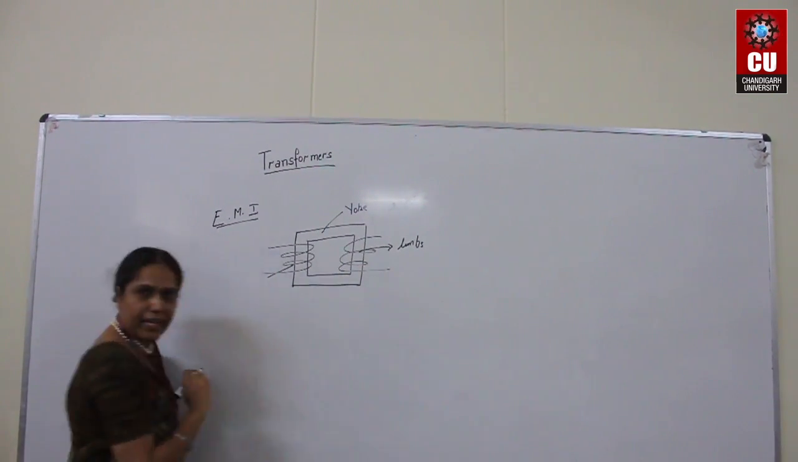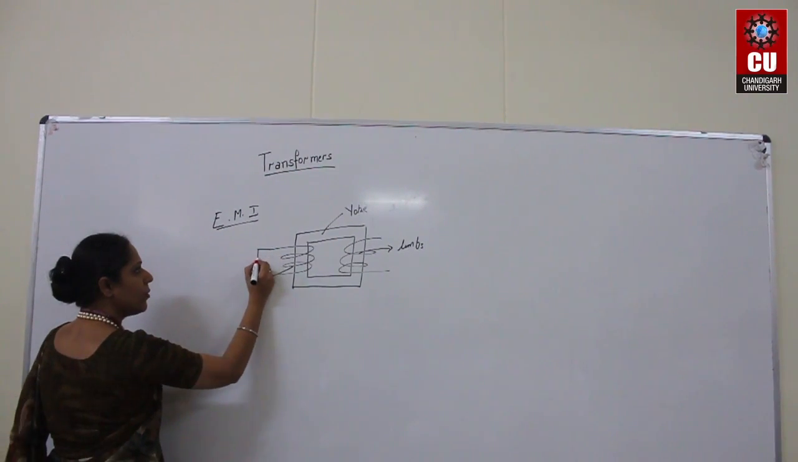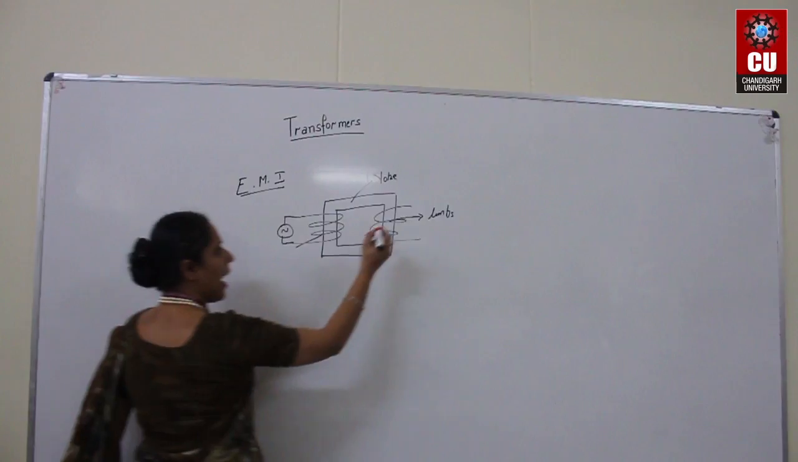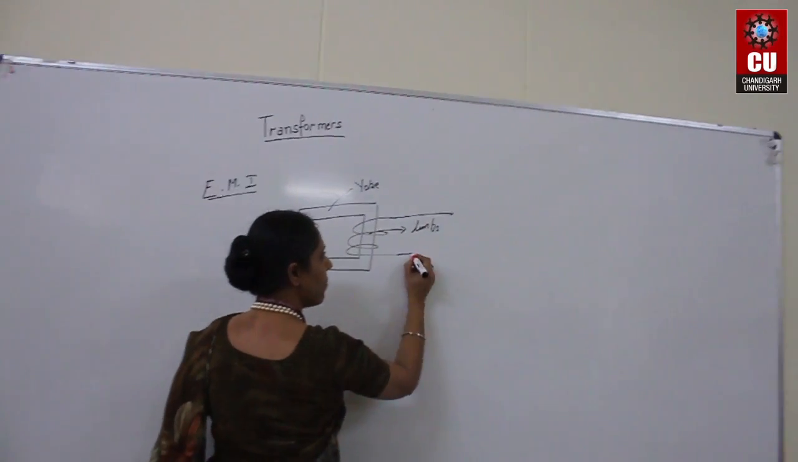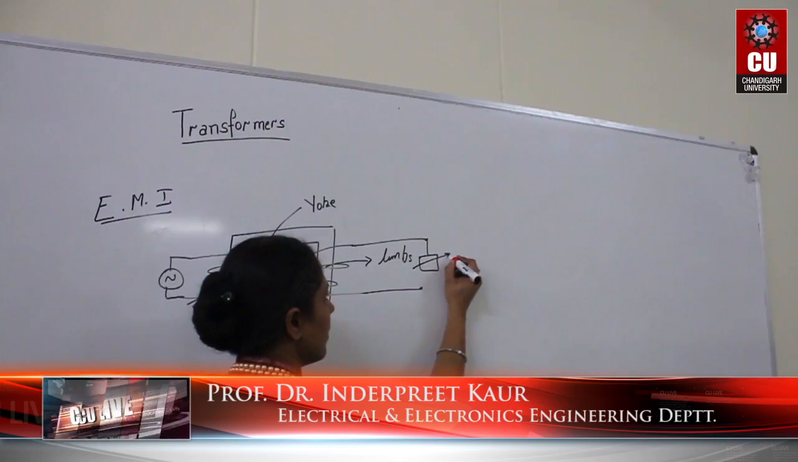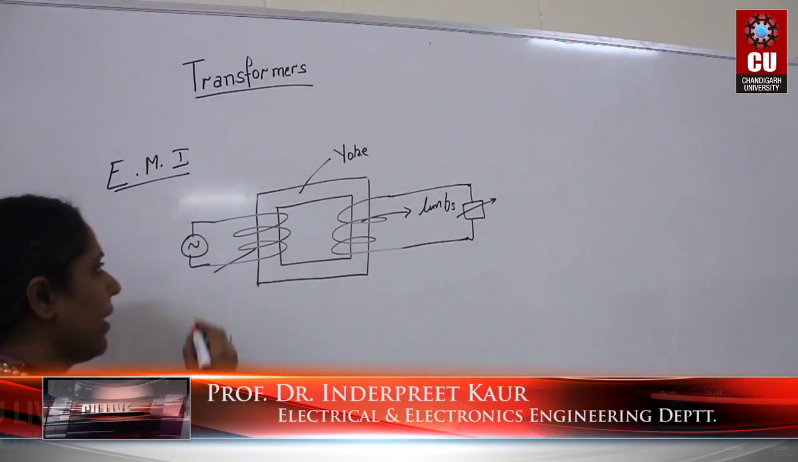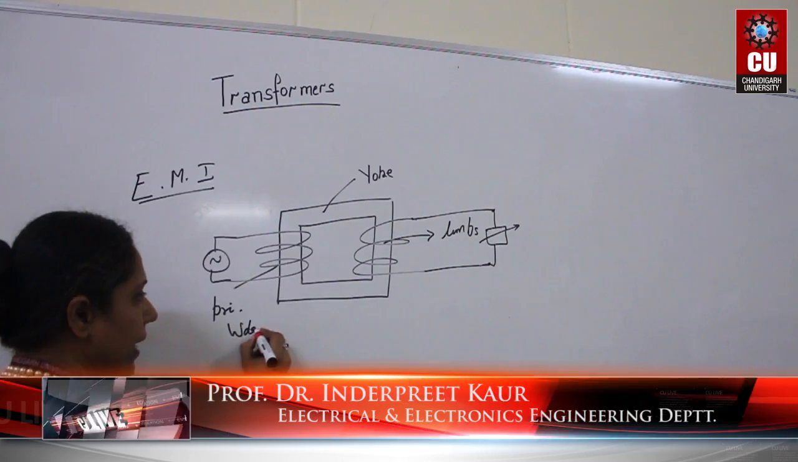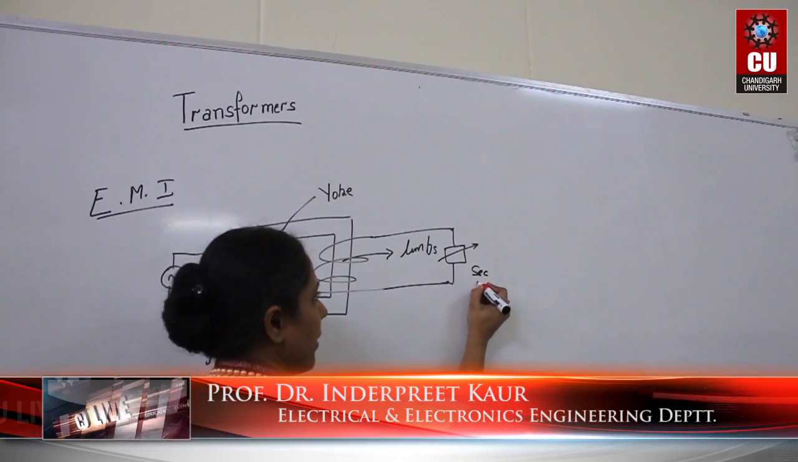The part of winding which has been connected to this supply voltage is called primary winding, and winding which may be either open or connected to the load is called the secondary winding. So in this case, this is your primary winding and this is the secondary winding.